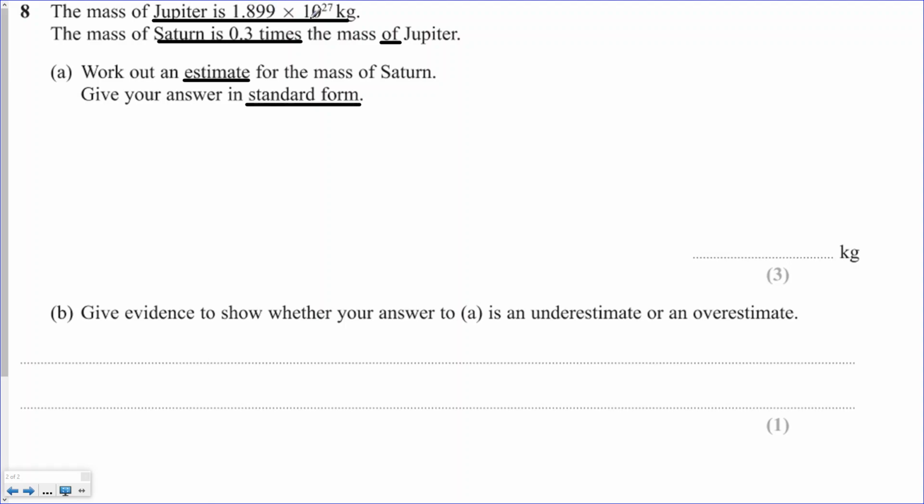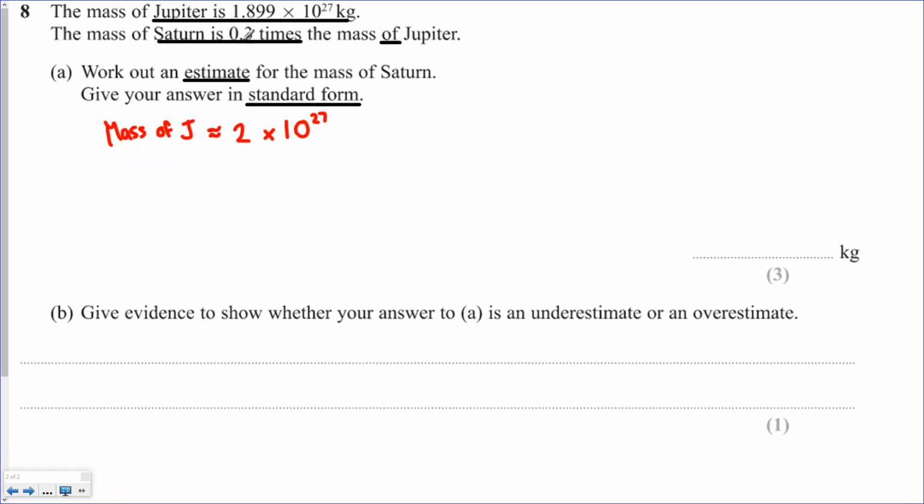1.899 times 10 to 27. So what I'm going to do, I'm going to round this number to one significant figure, which will give me an answer of 2. So I'm going to say that the mass of Jupiter is approximately 2 times 10 to the power of 27, because I'm allowed to estimate.